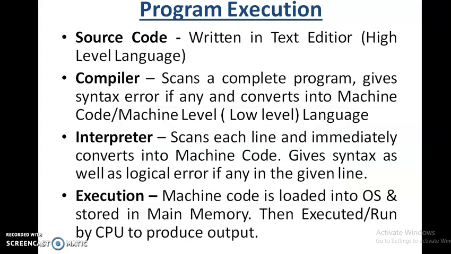The last step is execution. The machine code is loaded into the operating system and stored in the main memory, and then this machine code is executed or run by the CPU to produce the output. That is, the machine code means the binary code which we have seen earlier.